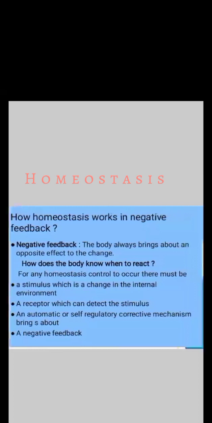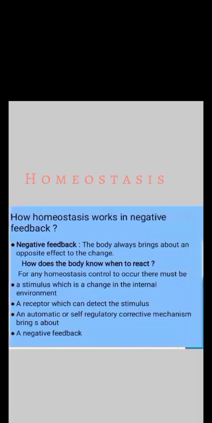How does homeostasis work in negative feedback? The body always brings about an effect opposite to the change. How does the body know when to react? For any homeostasis control to occur, there must be a stimulus, which is a change in the internal environment. There is a stimulus which causes the changes in the internal environment. A receptor detects the stimulus, and a self-regulatory corrective mechanism brings about negative feedback.